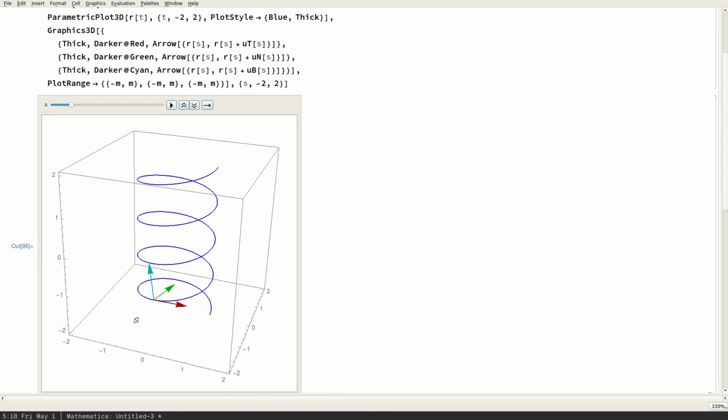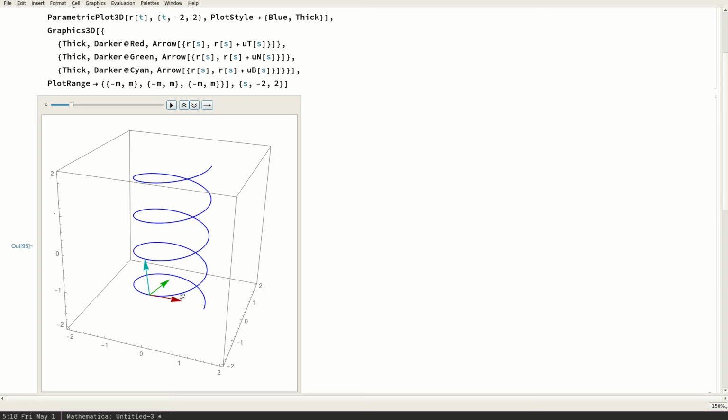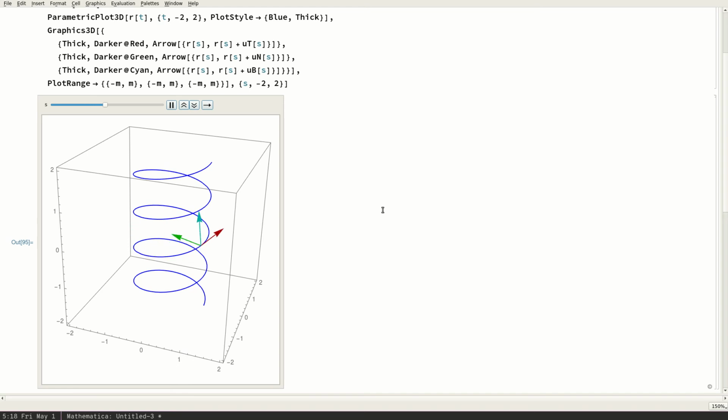So I'm going to play this animation, and as the curve gets traced out, as the blue curve gets traced out, the three vectors will move along the curve. So I could see that as the curve's traced out, at every point on the curve, I have this axis system.